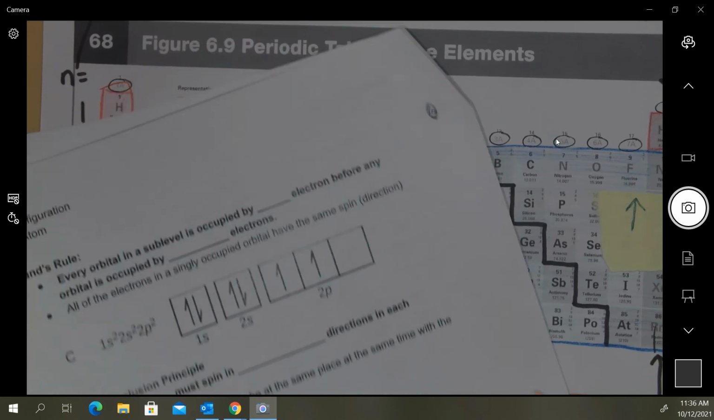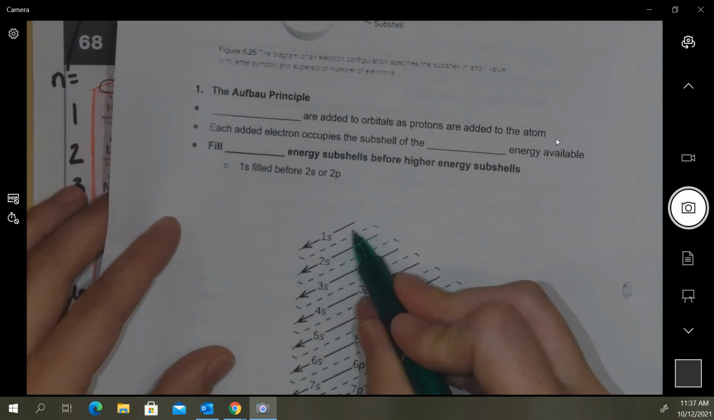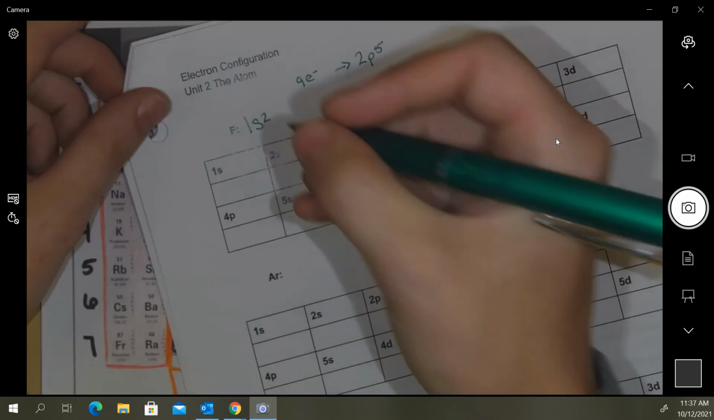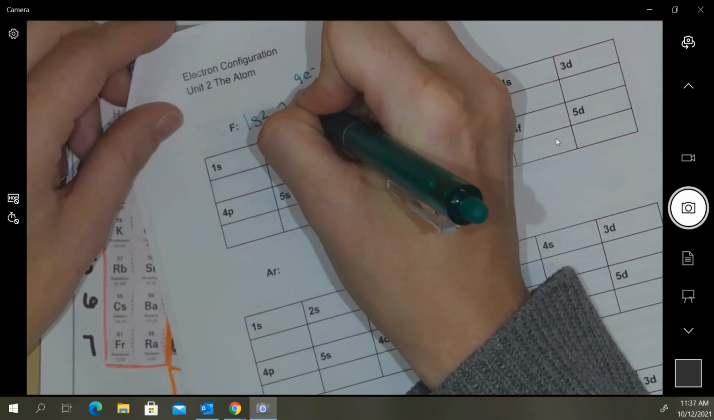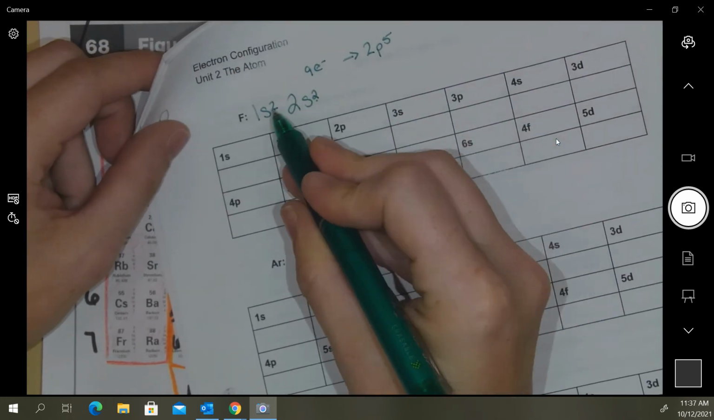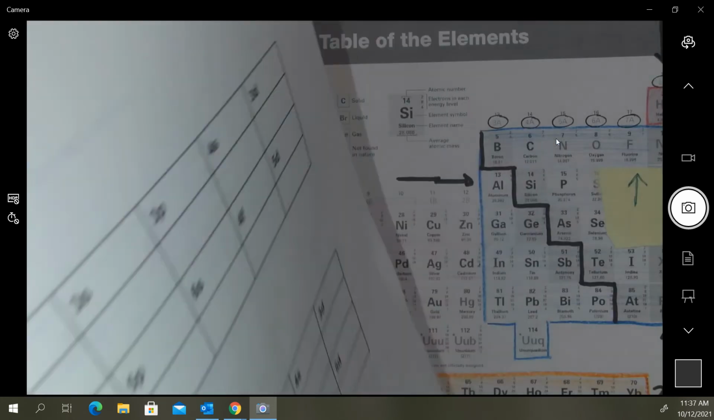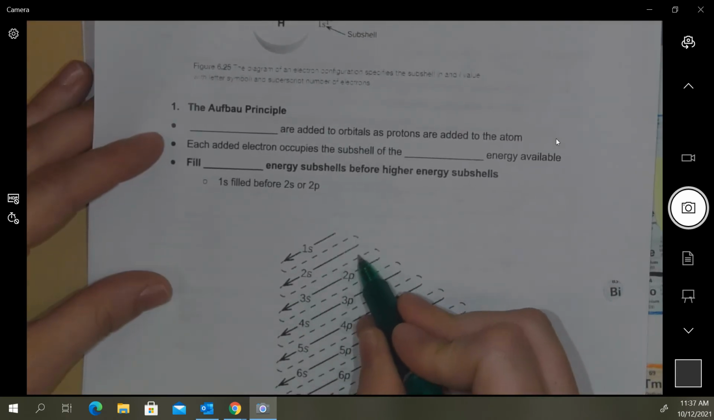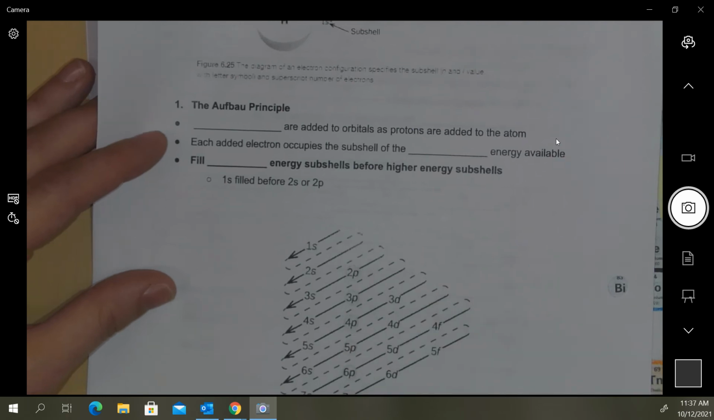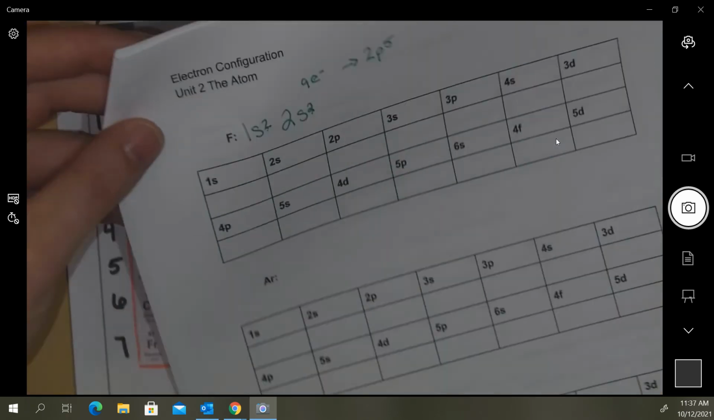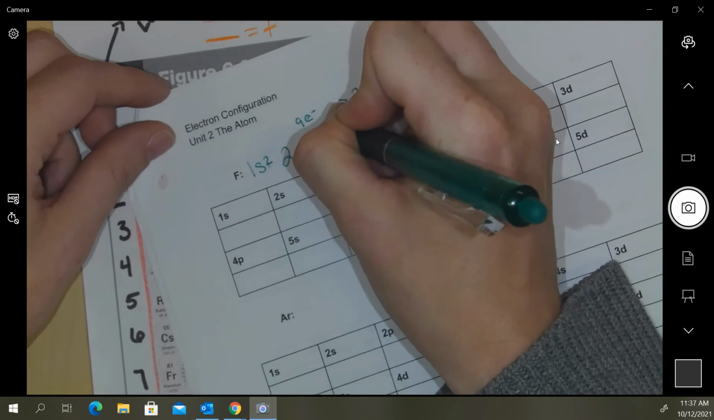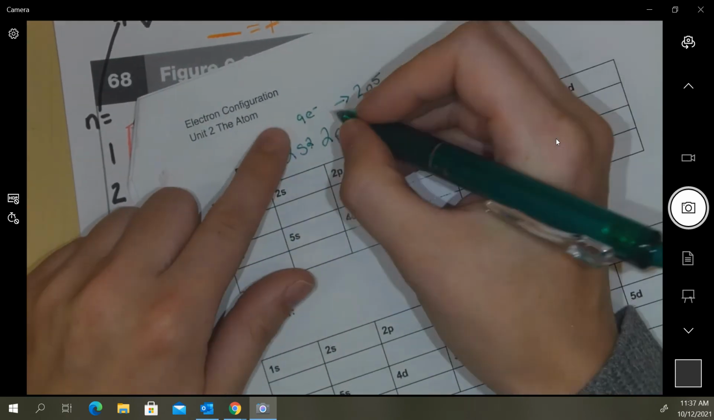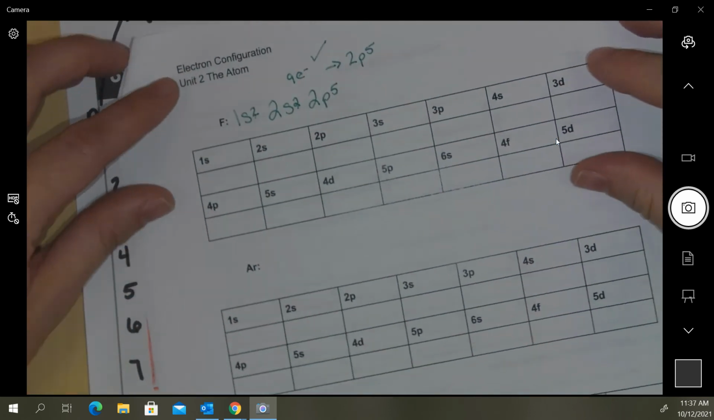So going back to that flow chart, after I filled 1s, I then fill 2s. So we're going to write 2s2. 4 of our electrons are accounted for so far. Once 2s is filled, we're going to fill 2p. Remember, we said we were ending at 2p5, so that's all we're going to write down, 2p5. 5 plus 2 is 7. 7 plus 2 is 9. So we've got our 9 electrons accounted for.